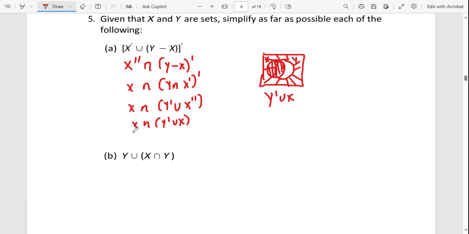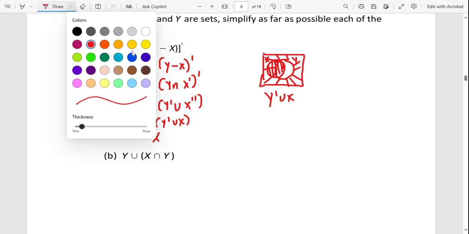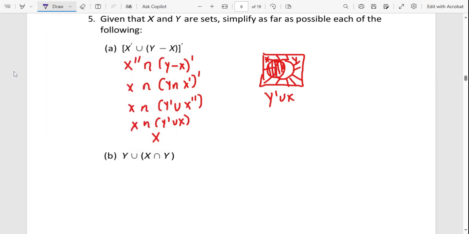When you are taking intersection, you always get a smaller set. So therefore the answer is just x, because this set is way bigger. Actually, x is part of that set. If it was union, we could have taken that same one. Is that okay?